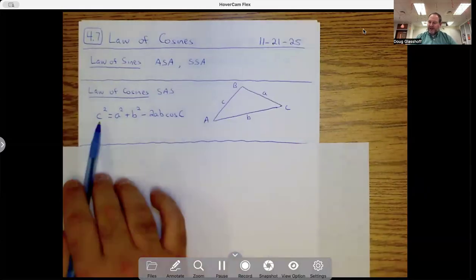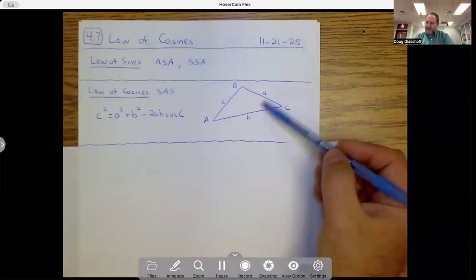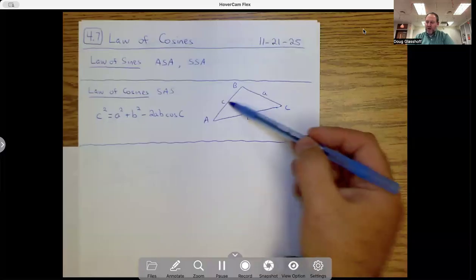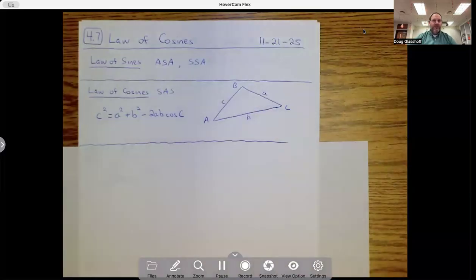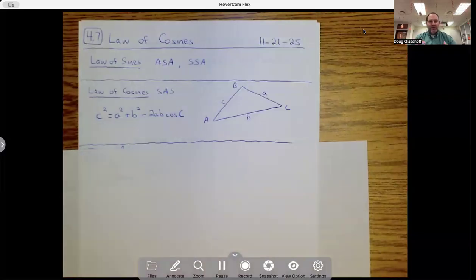And what that'll do is find the side across from it. So if you'll notice, you have angle C, with a and b here. So it's the side across from it that you end up finding. Okay, so you can see it looks a lot like the Pythagorean theorem, but I always just consider it has that little adjustment on there because it's not a right triangle. It has to have that adjustment.